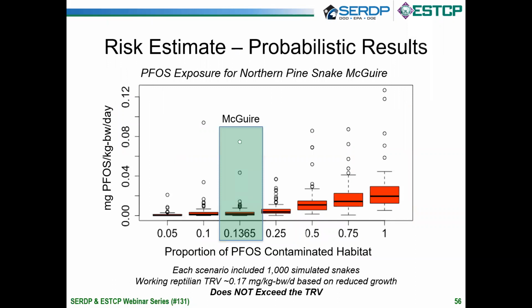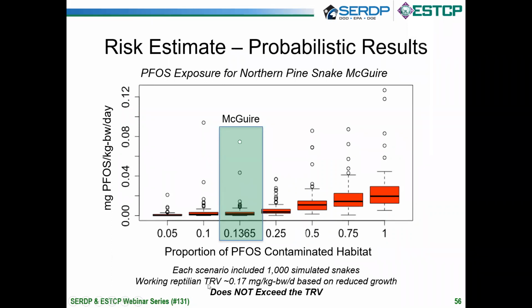Okay. So looking back at McGuire, where we have approximately 13% of the snake's habitat impacted, taking the mean PFAS exposures from 1,000 simulations, we end up with a mean PFAS exposure of around 0.01 milligrams per kilogram per day.